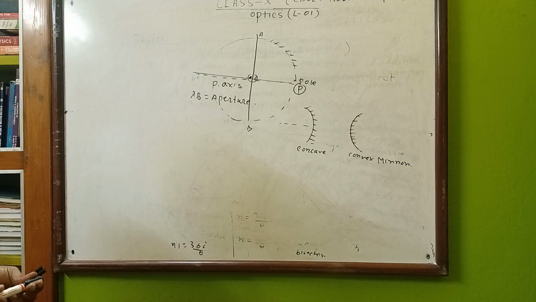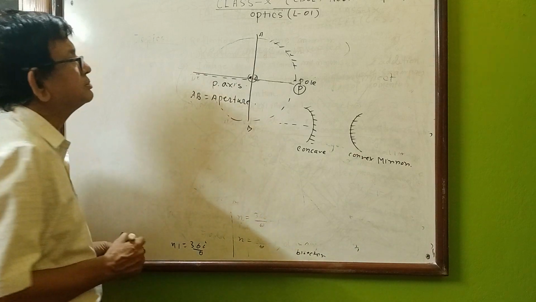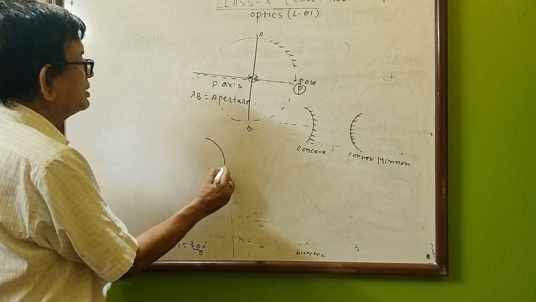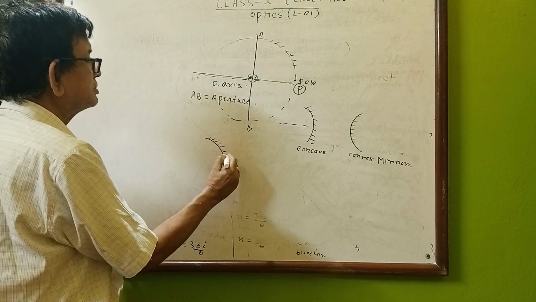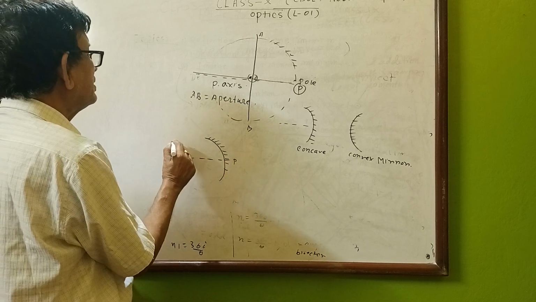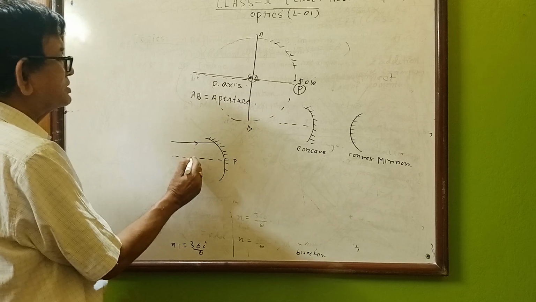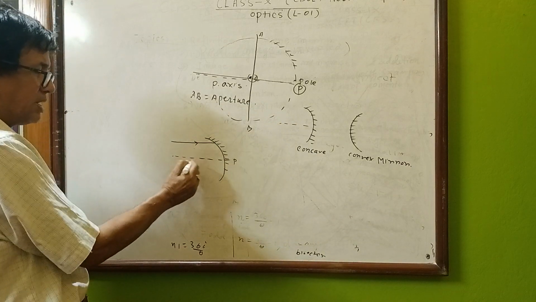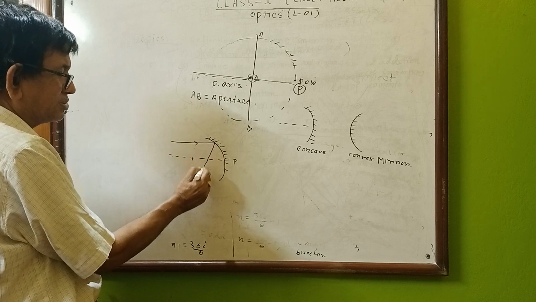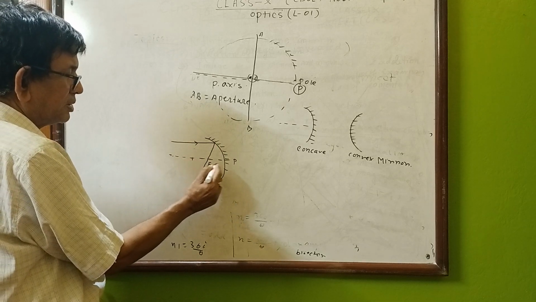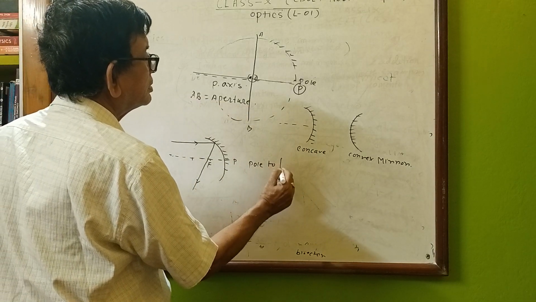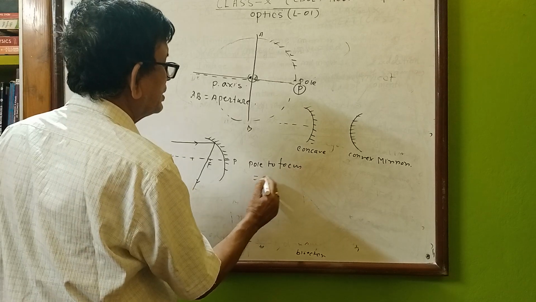Now I am considering the focus for the concave mirror. This is the pole, this is the principal axis. Any incident ray parallel to the principal axis, after reflection, passes through the focus. The distance from pole to focus is the focal length.